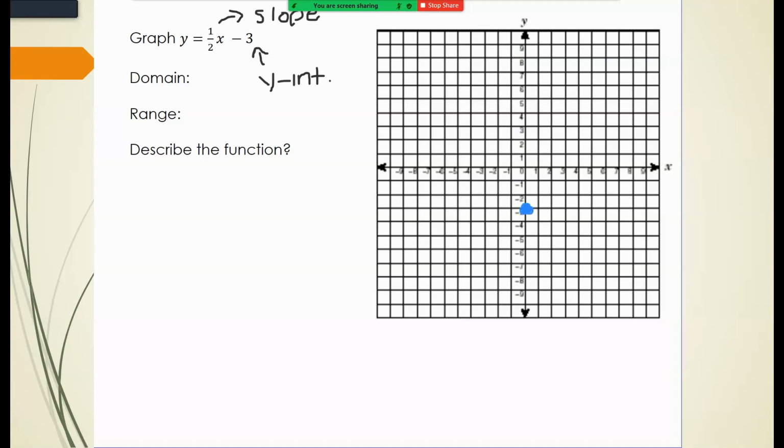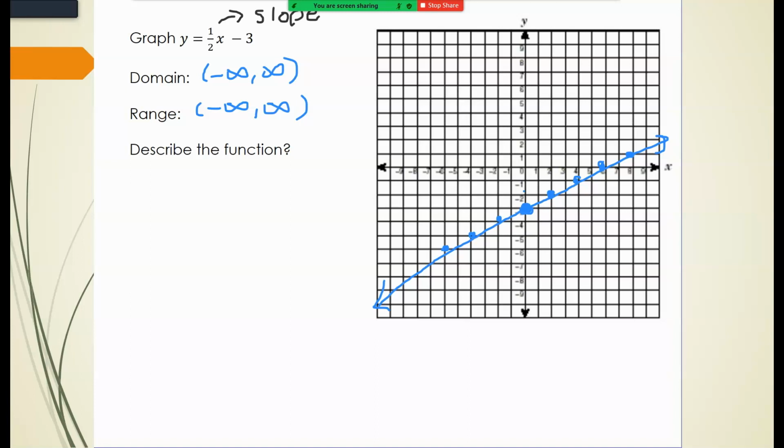So the y-intercept is our starting point. And then from there, we apply our slope of up 1 over 2. The domain of all linear functions is always all reals. The range of all linear functions is also always all reals. So the domain and range of a linear function is always all reals.